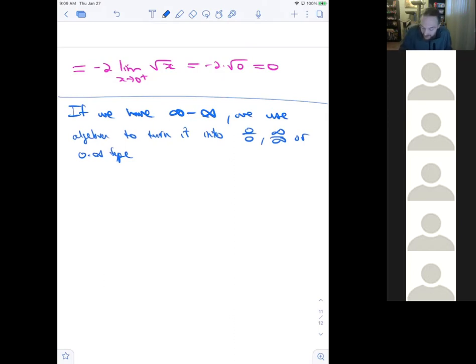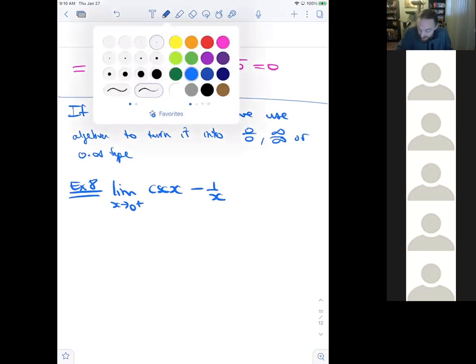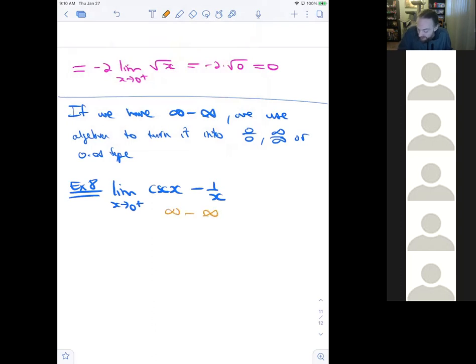So what does this look like? These ones are best done with just using an example. Let's do the limit as x approaches 0 plus of cosecant x minus 1 over x. Now, you have to view this. Sometimes the functions we give you aren't going to be the easiest ones to picture, but cosecant as I approach 0 blows up to infinity, and 1 over x as I try to approach 0 from above is infinity. So this is definitely infinity minus infinity type.